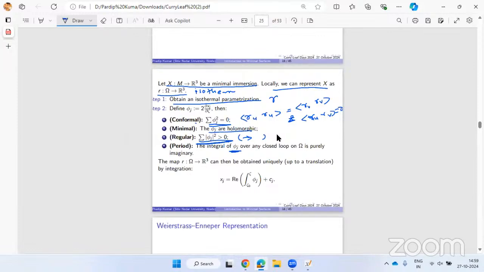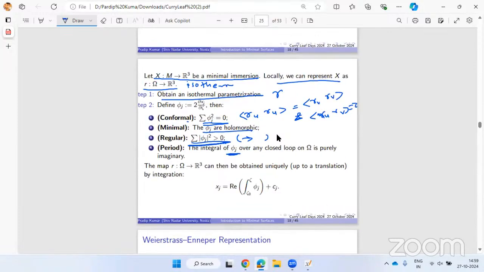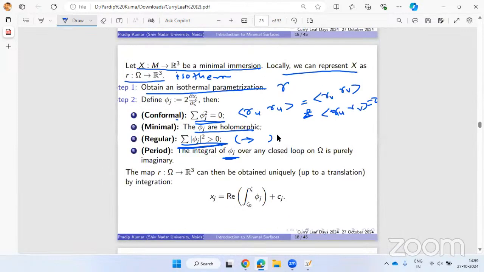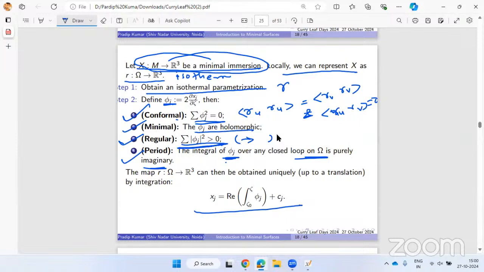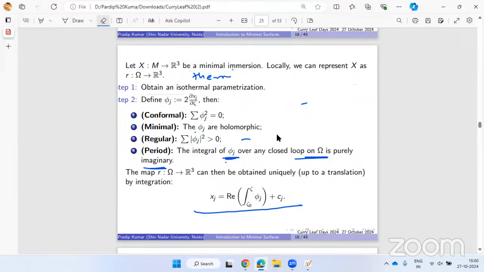See, all these things one can't verify in this discussion. So how do you pursue this right now? If you are seeing this slide for the first time, you feel: if you have a minimal immersion, then I can find some phi j map such that this is 0, such that these are harmonic, holomorphic, such that this is greater than 0, and such that the integration of phi j over any closed loop on omega is purely imaginary. You can find this. And moreover, xj I can write as this. Many things we have proved in the previous slide. You may not realize right now if you are seeing this for the first time, but this helps us a lot. If you have a minimal immersion, you can get phi j.